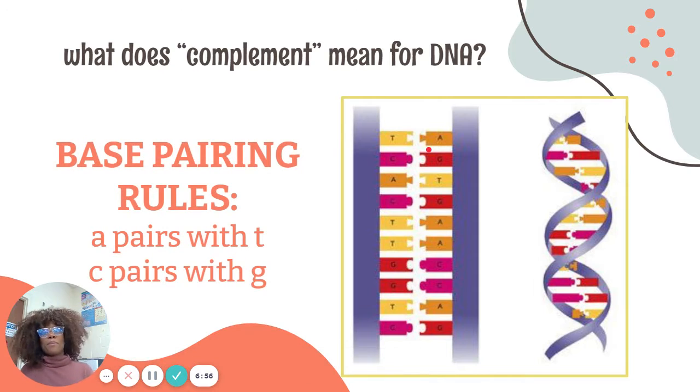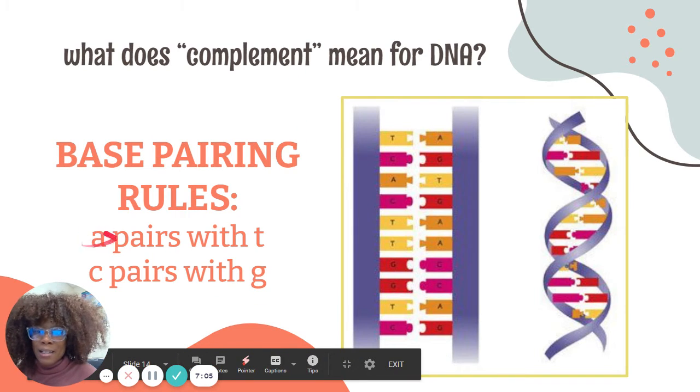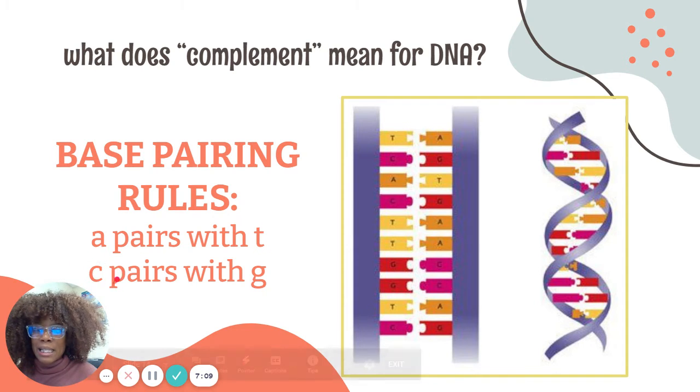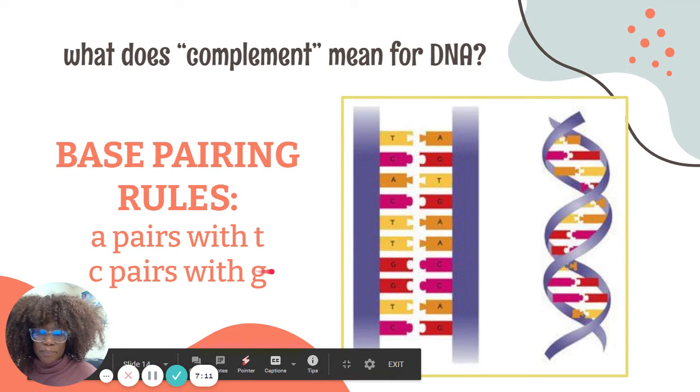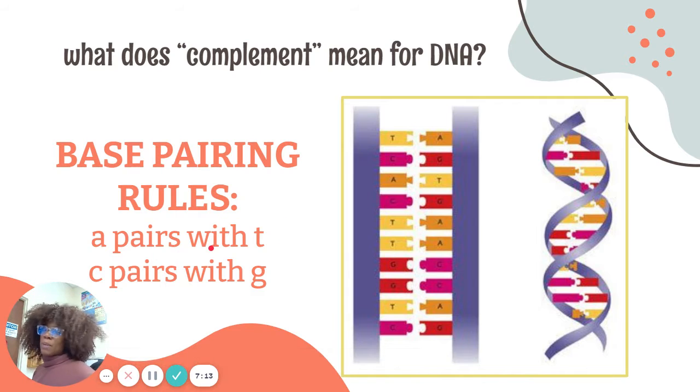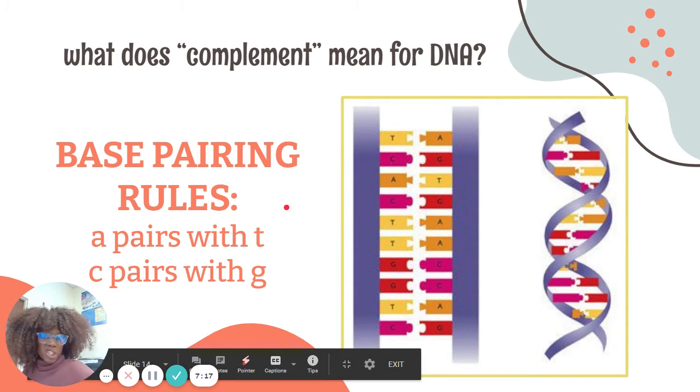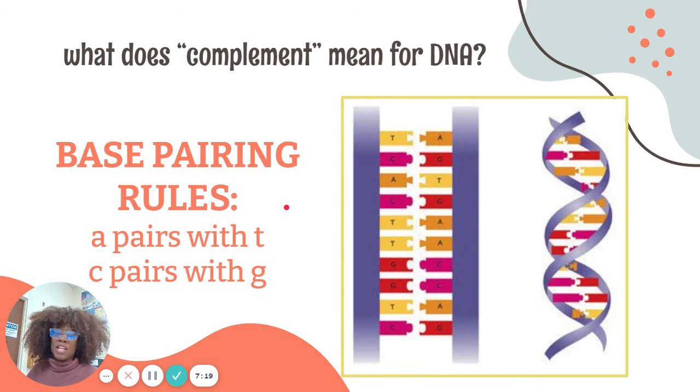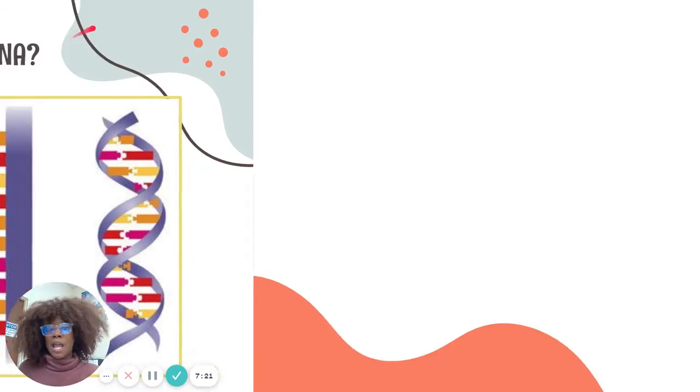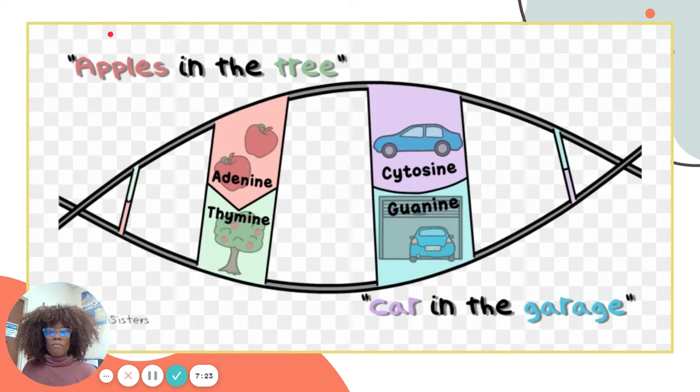So complement, again, is the base pairing rules. A pairs with T and C pairs with G. I'll go ahead and say the names. Adenine pairs with thymine. Cytosine pairs with guanine. Most of the time you're not going to see those words. You're just going to see A, T, C, and G. But just in case you see adenine and wonder what that is, that's just what the A means. That's the A word. And here they are spelled out if you need help spelling them.